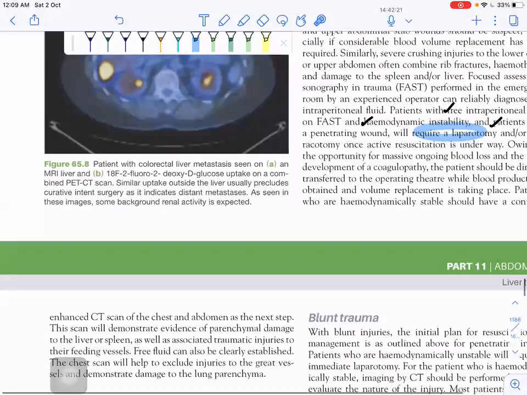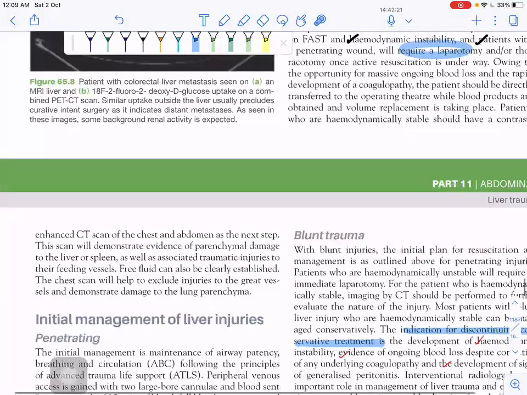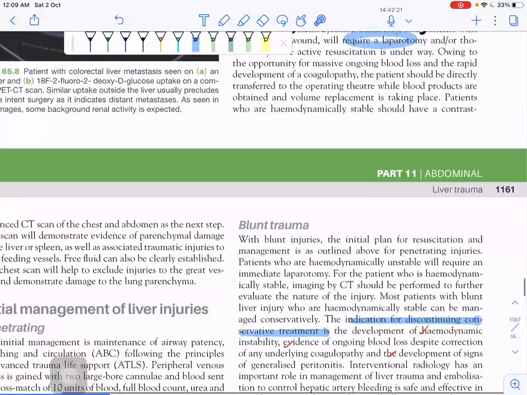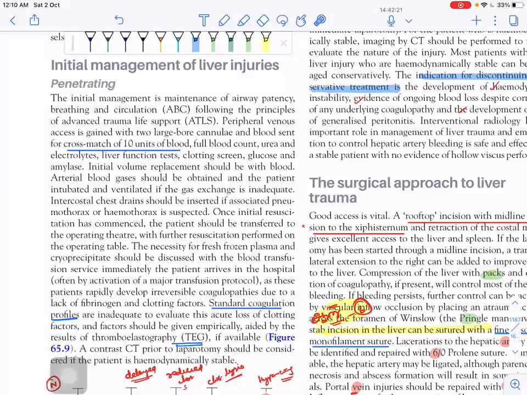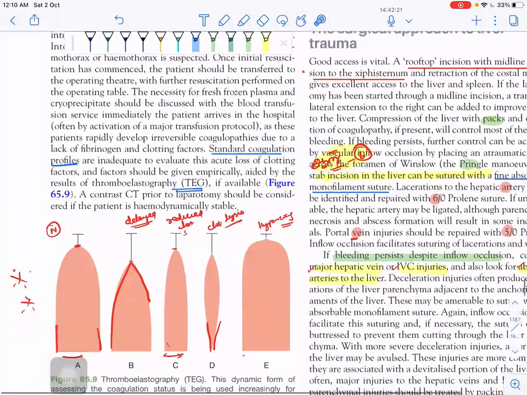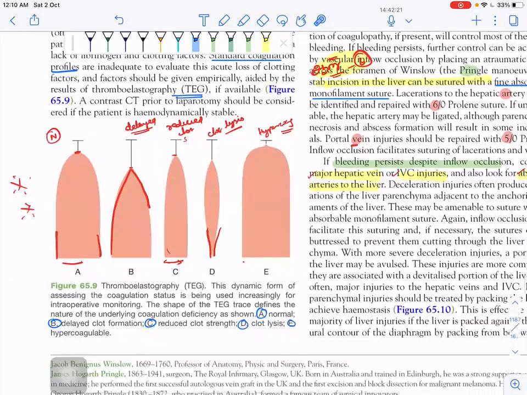Then page number 1161. The next point is initial management of liver injuries. First you have to resuscitate, maintain the general condition of the patient. Have blood ready, at least 10 units, and do a cross match. But the MCQ is that you have to see the coagulation profile of the patient to evaluate acute loss of clotting factors, and the factors should be given empirically, aided with the result of TEG. So TEG monitoring is very important. This is an expected MCQ.